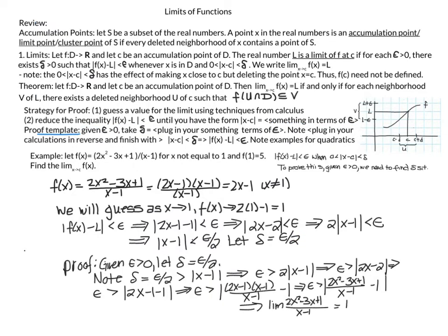So plugging into our proof template, given epsilon greater than 0, and plugging in our something in terms of epsilon, delta is equal to epsilon over 2. We want to note that delta is equal to epsilon over 2 and is greater than |x minus 1|. And now we're doing all these calculations backwards until finally we get to |f of x minus L| is less than epsilon, which implies that the limit of our function is equal to 1.